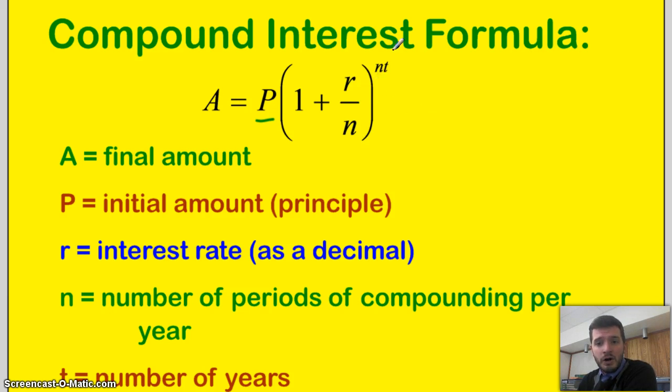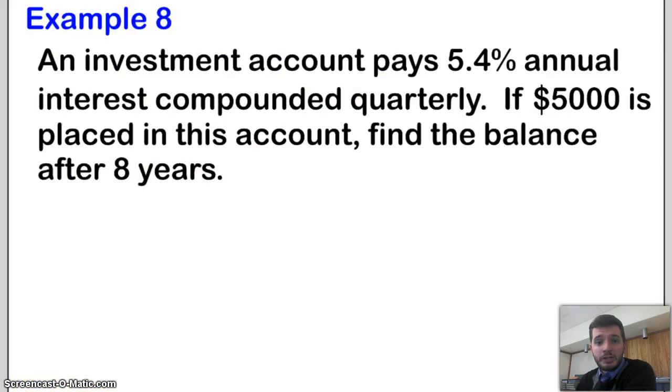Okay, and then this is all to the nt power, so you're going to multiply that same n, and then t is just the number of years. All right? We'll get more used to the formula as we go on, but let's get into an example. It says an investment account pays 5.4% annual interest compounded quarterly. Keep in mind that. It says if $5,000 is placed in this account, find the balance after 8 years.